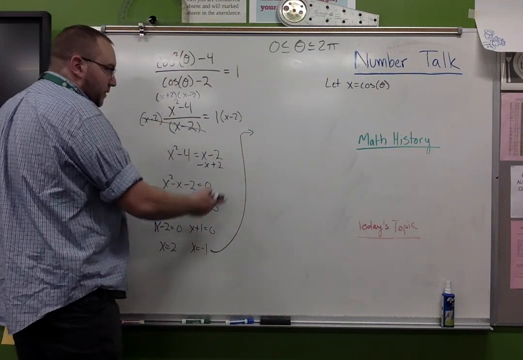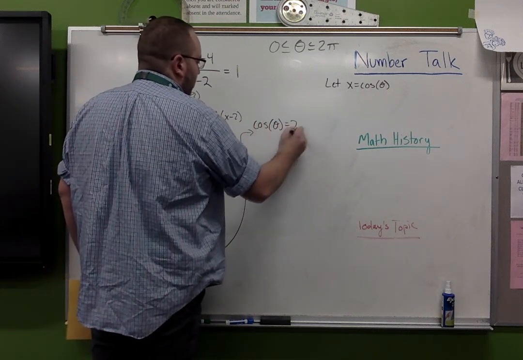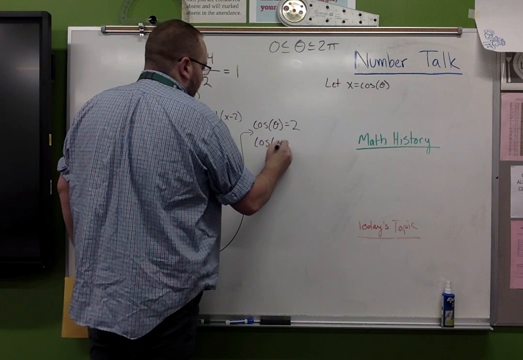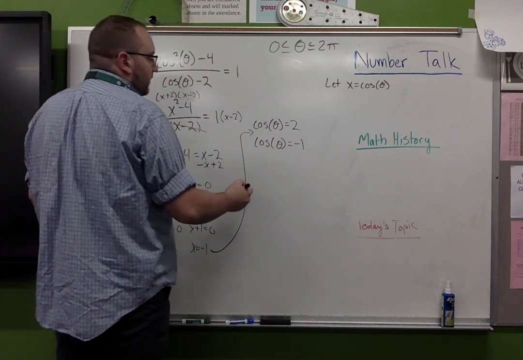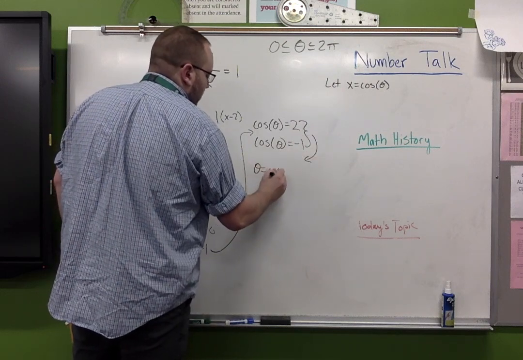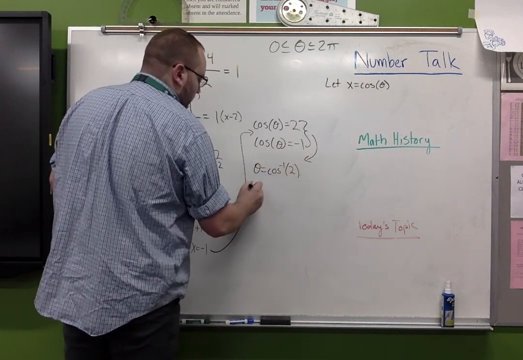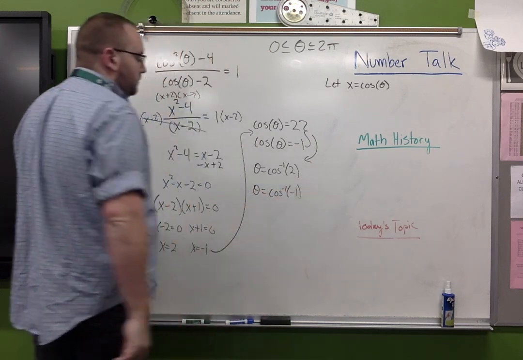So replace x with cosine. So cosine of theta equals 2, and cosine of theta equals negative 1. Take the inverse both sides. Theta equals cosine inverse of 2. Theta equals cosine inverse of negative 1.